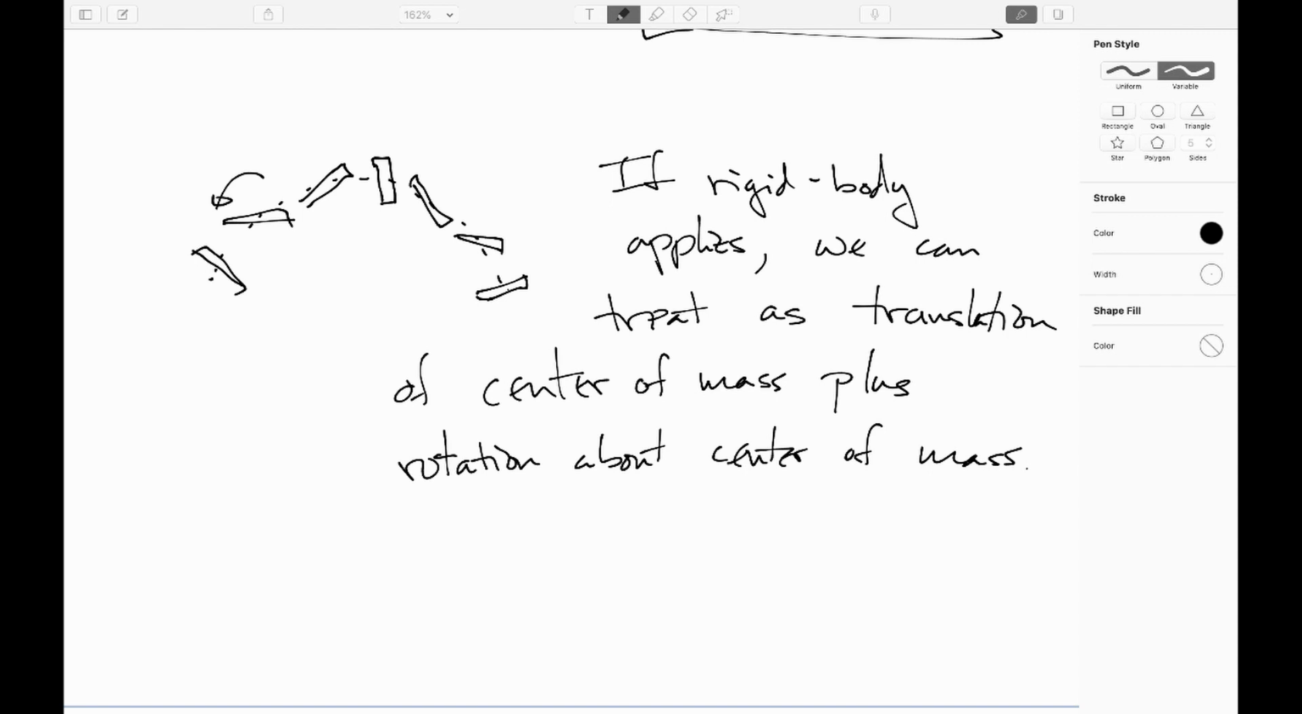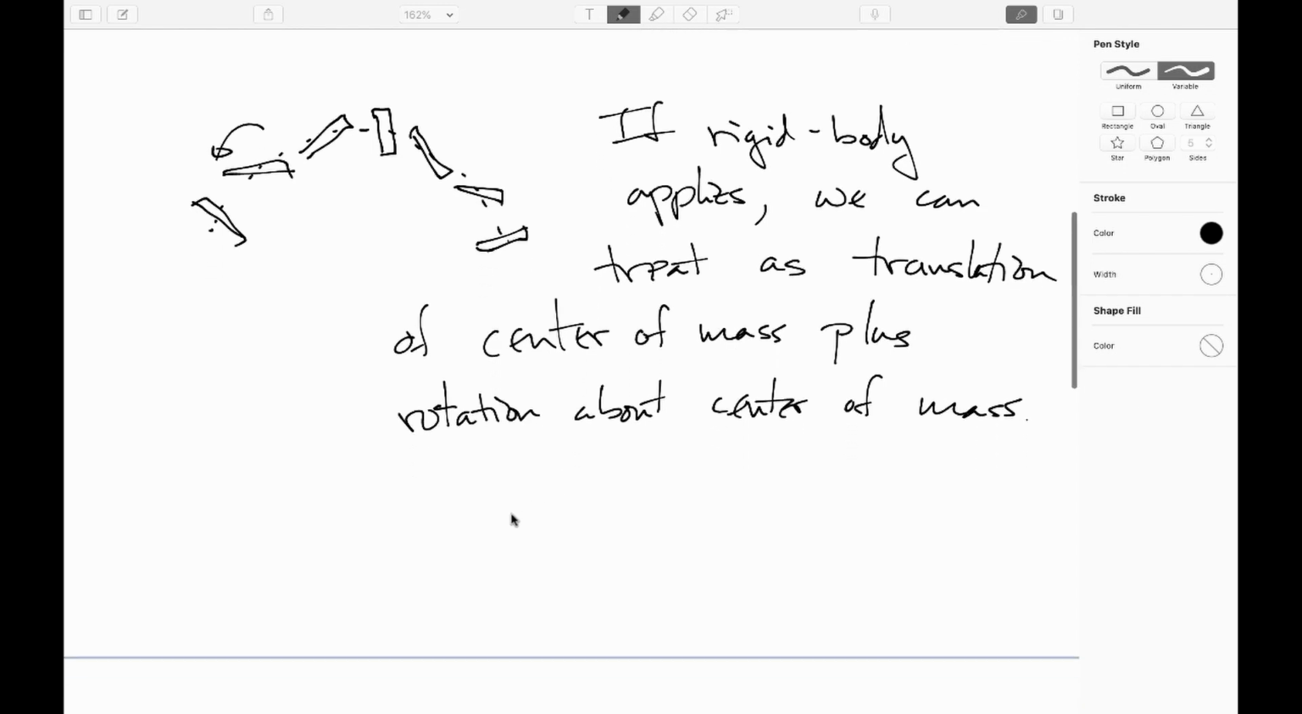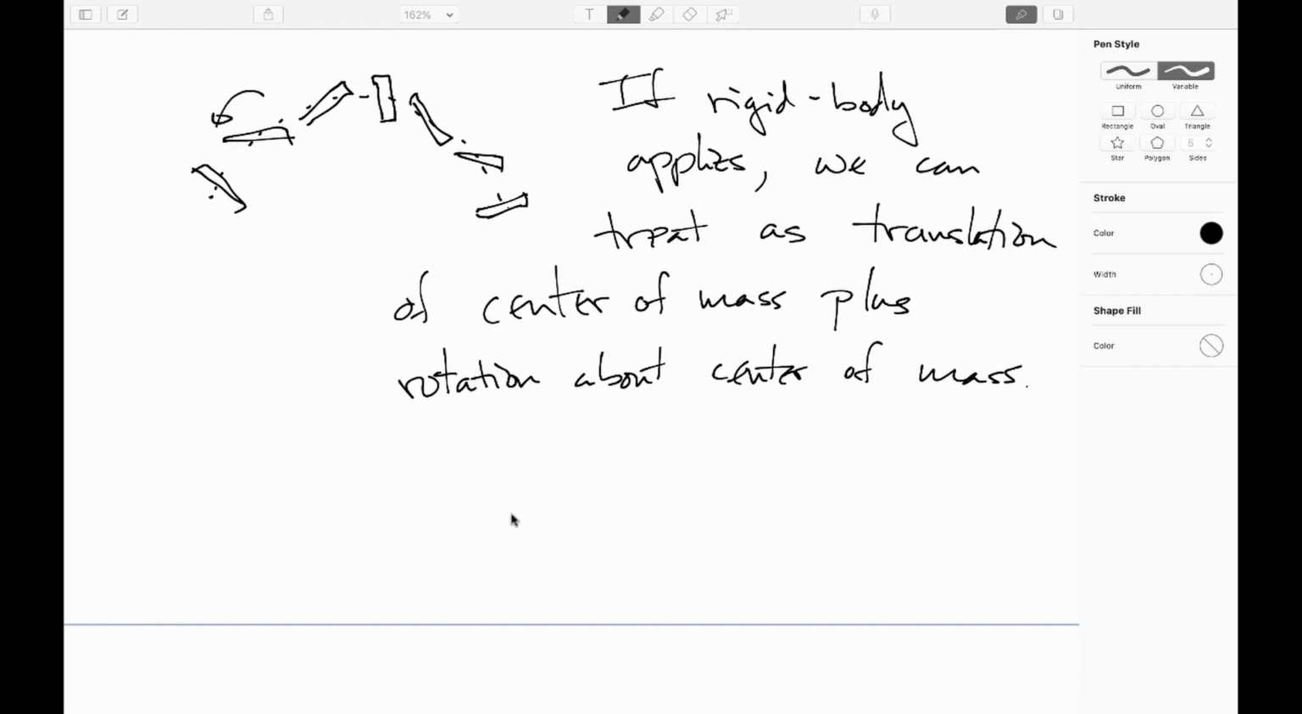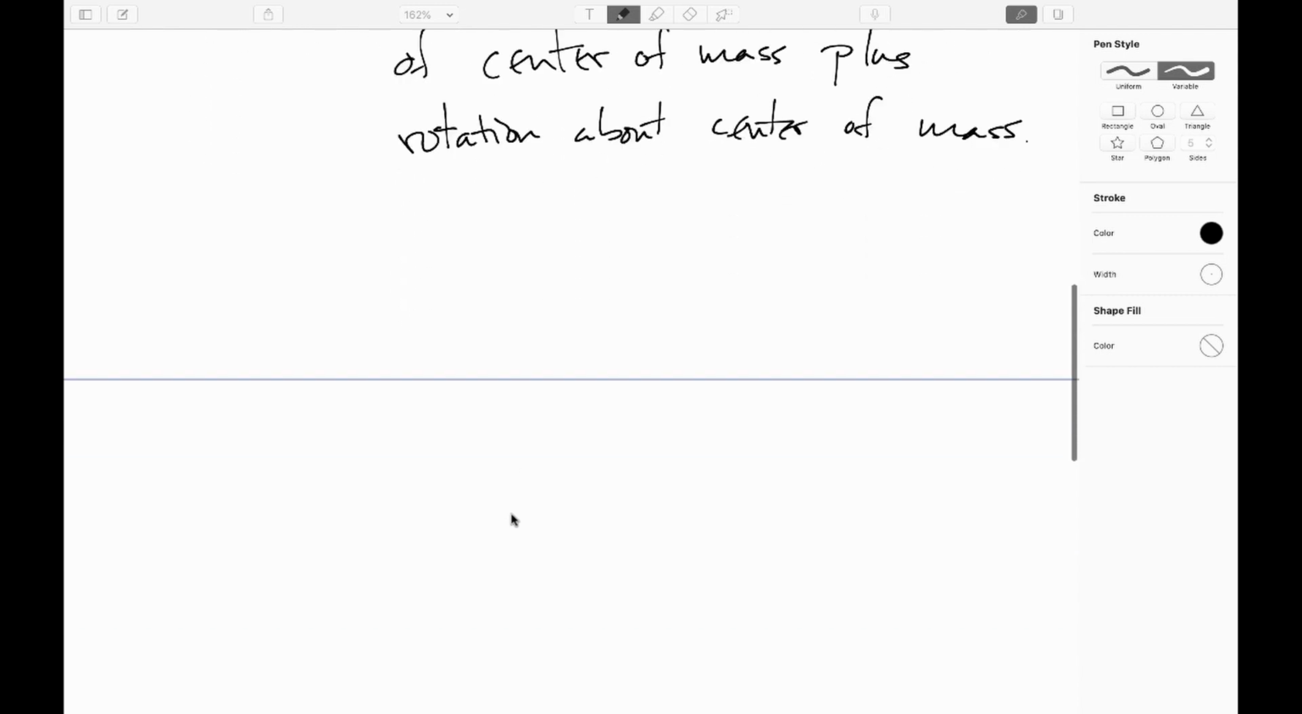So with all of that, that means we need to do a little more about talking about the rotation about the center of mass. In the past, we have already defined angular position.